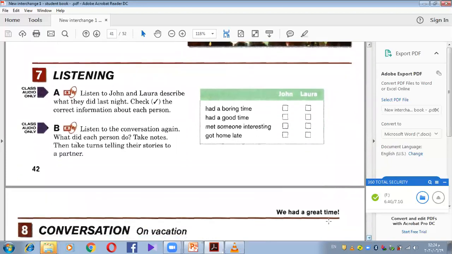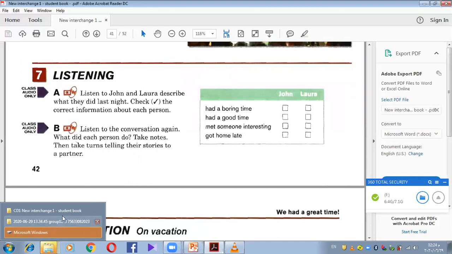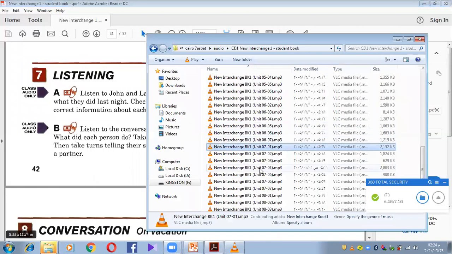Okay, now listen to John and Laura describe what they did last night. Check the correct information about each person. I want you to listen, and while you are listening, you are gonna tell me who had a boring time, John or Laura, or both of them, had a good time, met someone interesting, got home late. Okay, so listen please and try to get this answer.